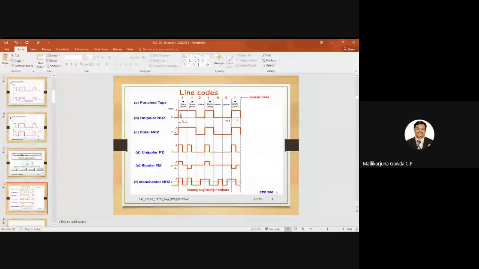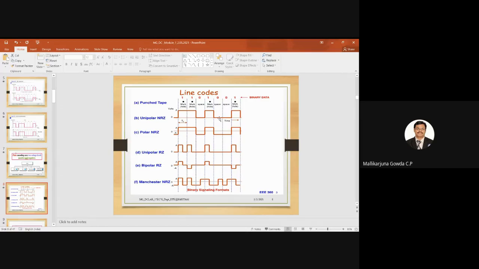I am representing data 1 by plus 5 volts, so the pulse will occupy the entire bit duration. This TB I said is the bit duration, so it will be high for the entire bit duration. The next bit is also 1, so I continued with that. The next bit is 0, so it is 0 volts. The next bit is 1, so it is 5 volts for the entire duration. This is how we get unipolar NRZ.